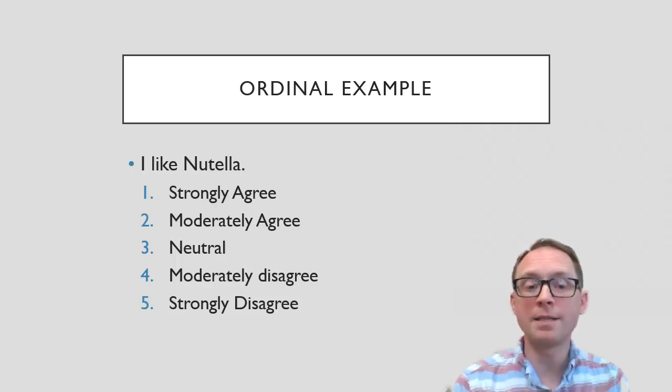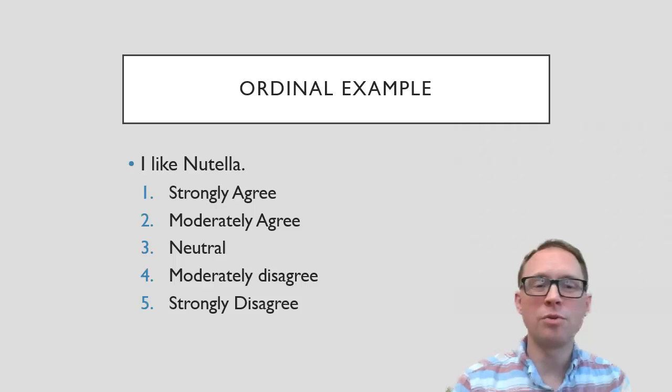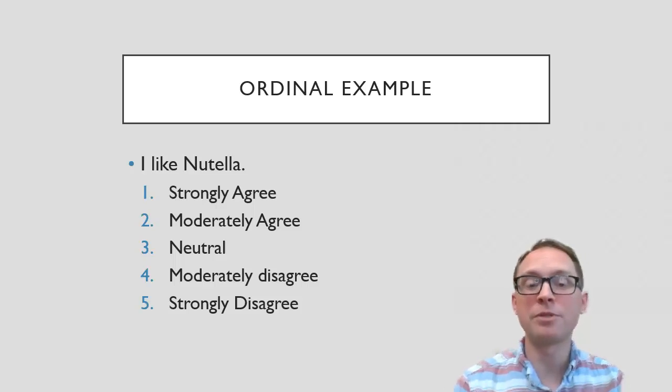That doesn't mean, though, that your liking for Nutella is exactly twice as much if you moderately agreed compared to a neutral. So if you said 2 compared to 3, do I know that you have exactly the same difference in liking as someone who gave a 2 compared to a 1? I just know that 1 is more liking, 3 is less liking, and 5 is a whole lot of disagreement going on there. I just know that the number means more of something, in this case, more disagreement. But I don't know that the interval between a 5 and a 4 is exactly the same as between a 4 and a 3.